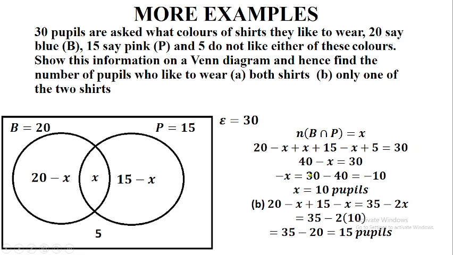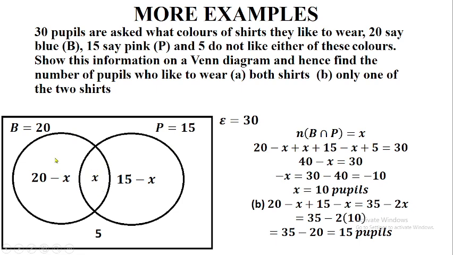So from there we can collect like terms. 40 comes here. We have minus X equals 30 minus 40. Then that will give us minus 10. Cancel the negative signs on both sides. That will give us X to be 10 pupils. So that means 10 pupils like both blue and pink as colors. So that means X here will be 10.